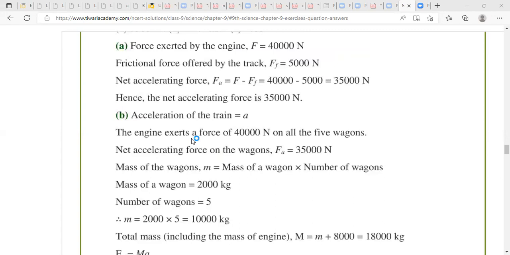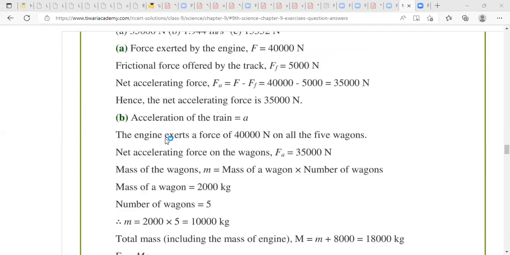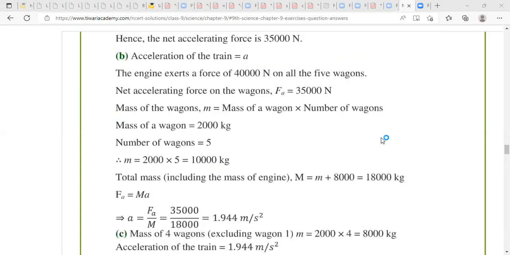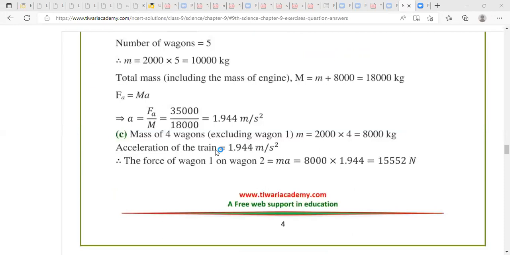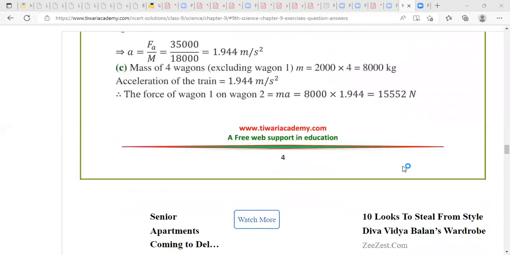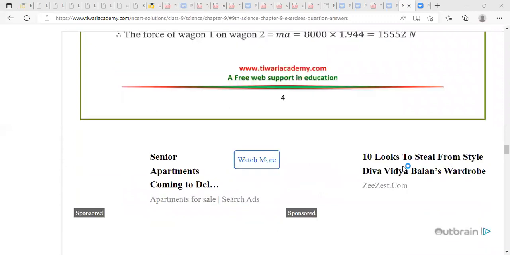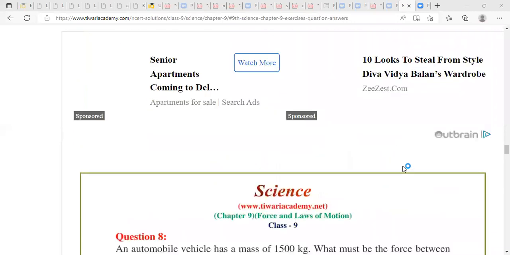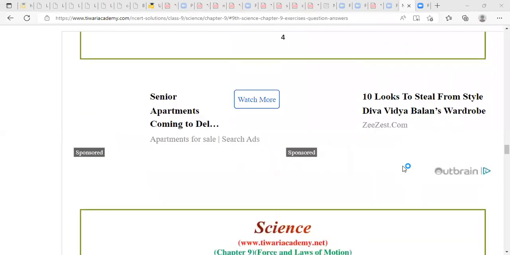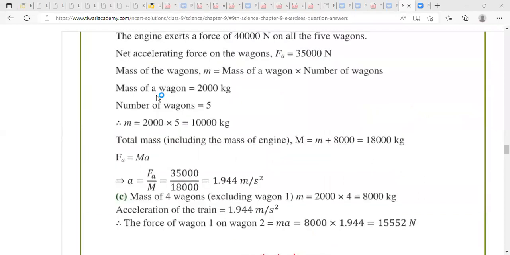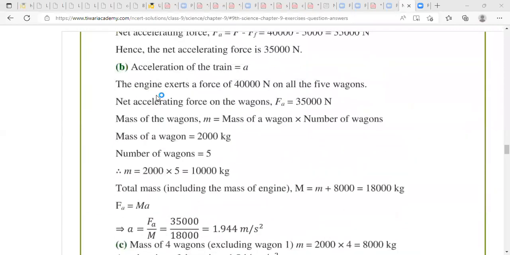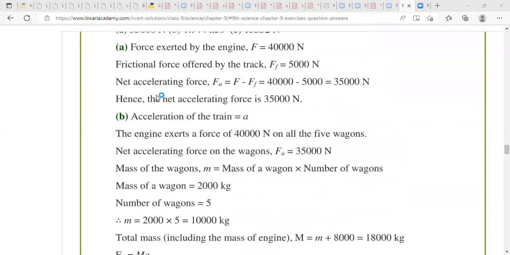Next you have to find the force of wagon 1 on wagon 2. So the mass of 4 wagons is this, and the acceleration of the train you already found. So you have to find 1 on 2. It is 8000 multiplied by this, and you got this. Clear? Yes, ma'am. So remember this word net. Whenever you get net, it means you have to find the difference. So quickly do it, then I'll scroll it down.